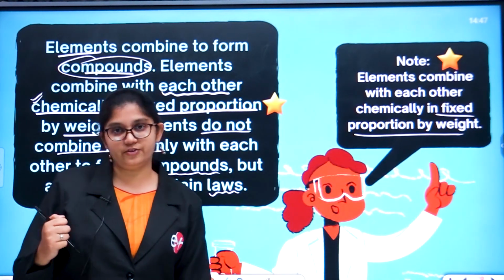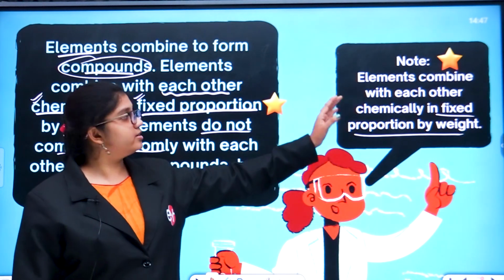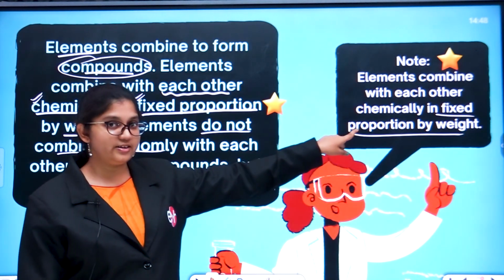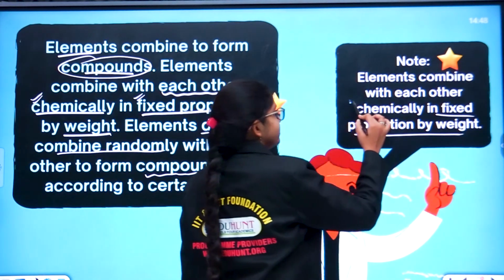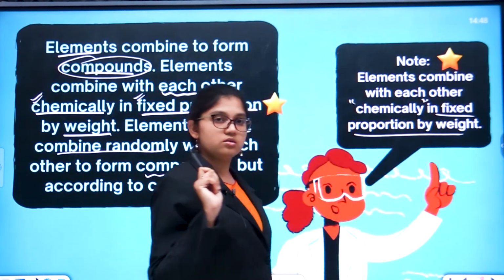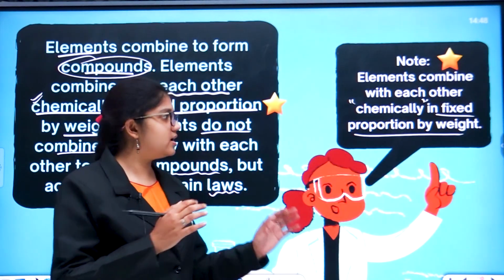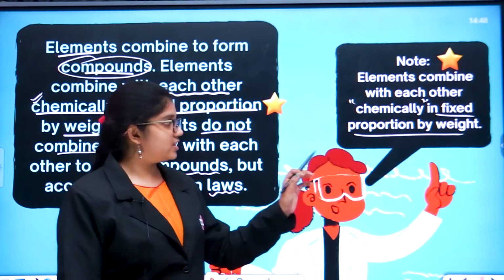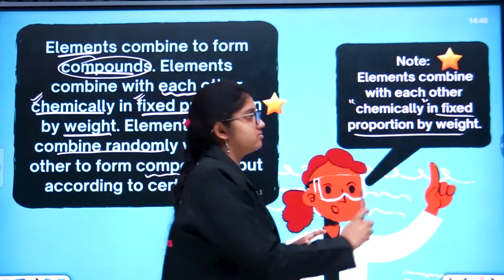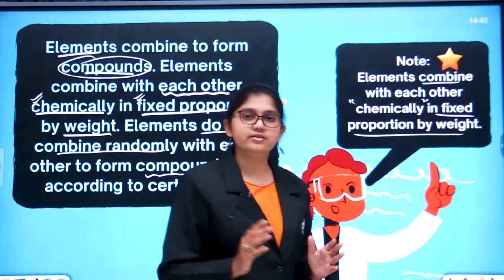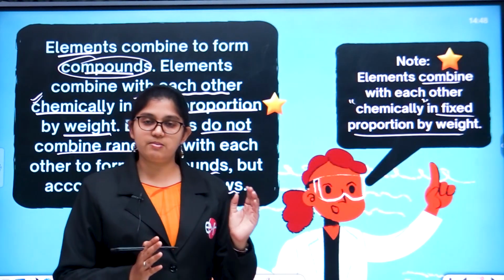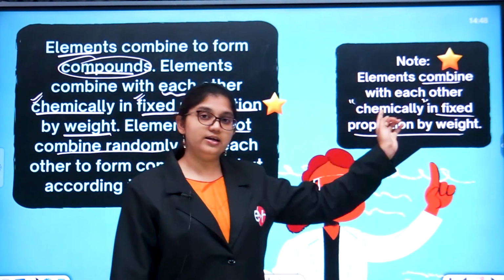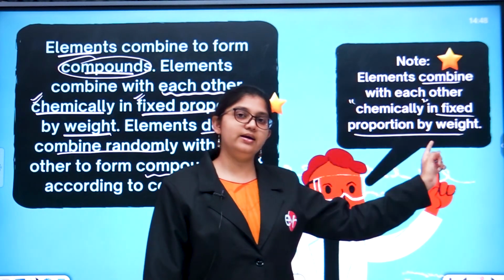Okay, once again the note point: elements combine with each other chemically. Very good. Here the word chemically is mentioned clearly. You should mention it because the lesson heading is Law of Chemical Combinations. So elements combine. What does elements combine mean? Joining. Okay, elements combine with each other chemically in fixed proportion by weight.